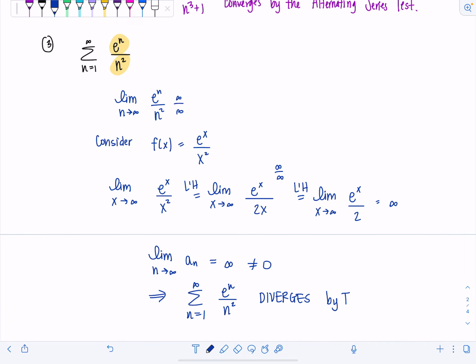by, what did we do? The test for divergence. The test for divergence, think of the name, it can only be used to show that a series diverges. If the terms don't go to 0, it will not converge.